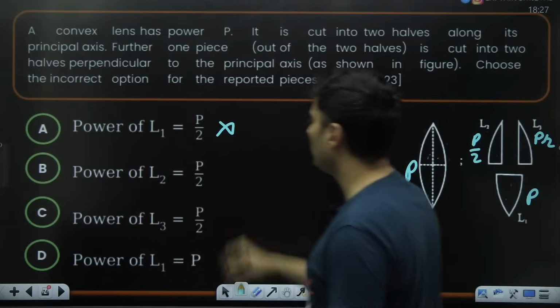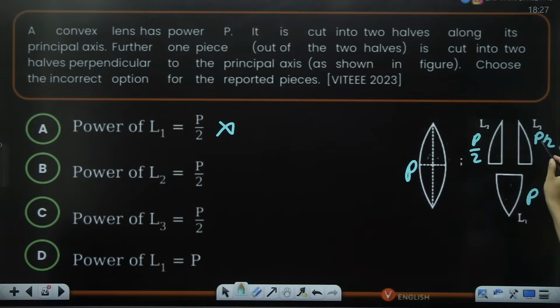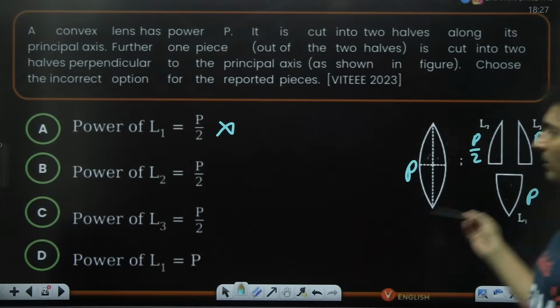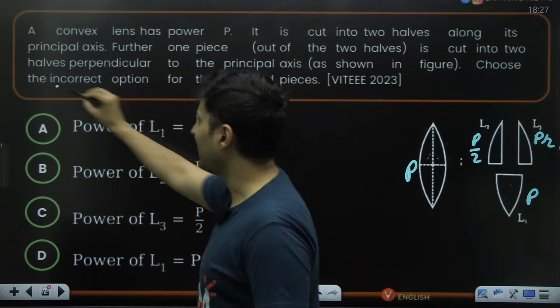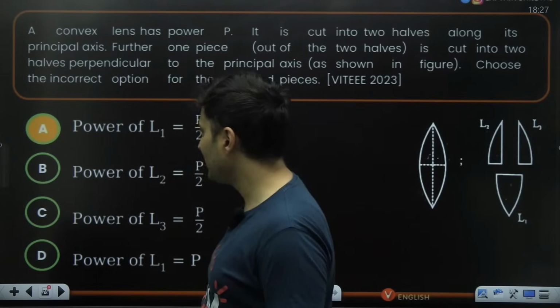That is 100% wrong. L2 will be P by 2, L3 will be P by 2, L1 will be P. Perfect. So this is correct, this is correct, this is correct. But the question is which is incorrect? So option A is incorrect.